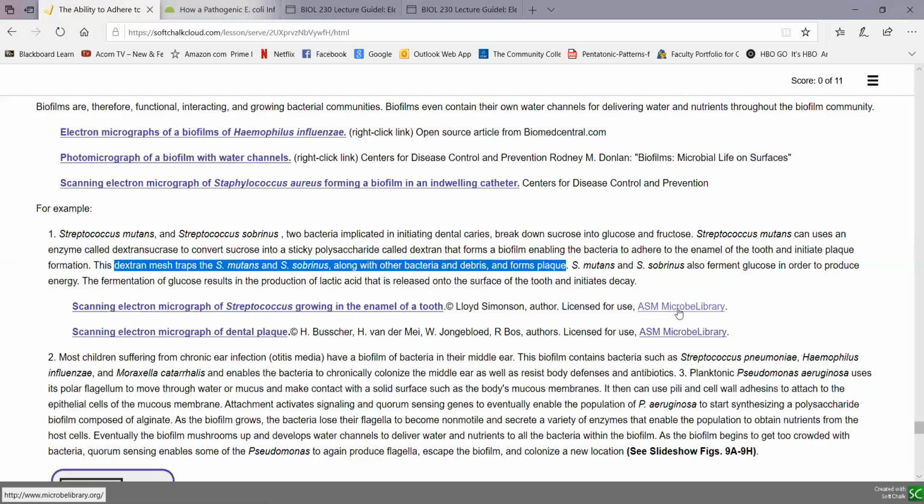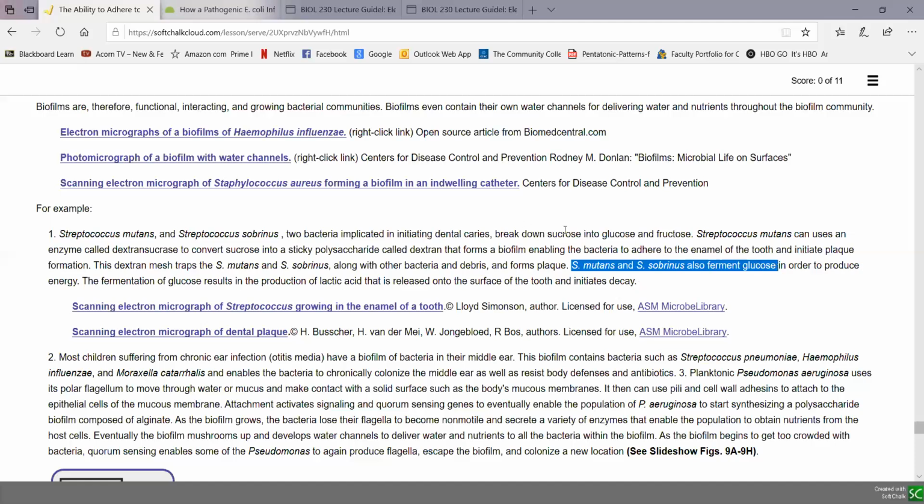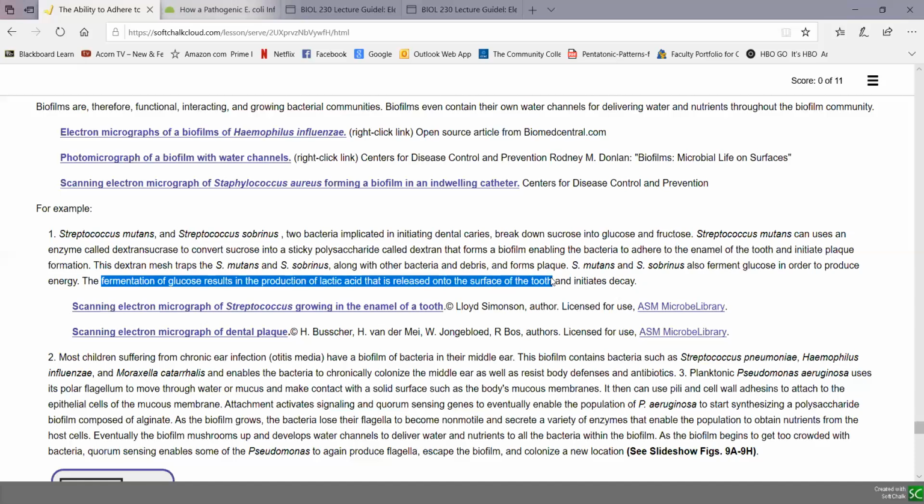But because the genus Streptococcus gets its energy strictly from fermentation, and acid is an end product of fermentation, the Streptococcus mutans and the Streptococcus sobrinus ferment the glucose from the sucrose to produce energy. But as they ferment glucose, they release the waste product lactic acid. And so the lactic acid, the waste product of their fermentation of glucose, is released onto the surface of the tooth where it decalcifies the enamel and initiates the decay process, causing the actual cavity to form.